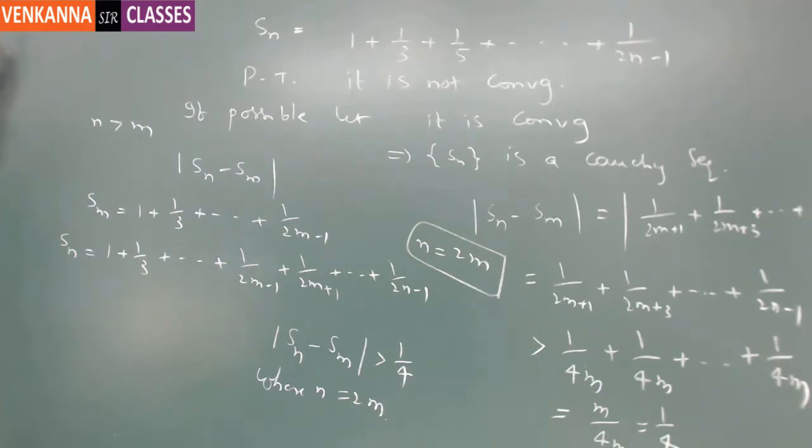If you take epsilon equal to 1 by 4, you have identified a term number 2m such that the difference between them is greater than 1 by 4. It is a contradiction. Therefore, it is not a convergent sequence. So this is the whole part about the sequences chapter.